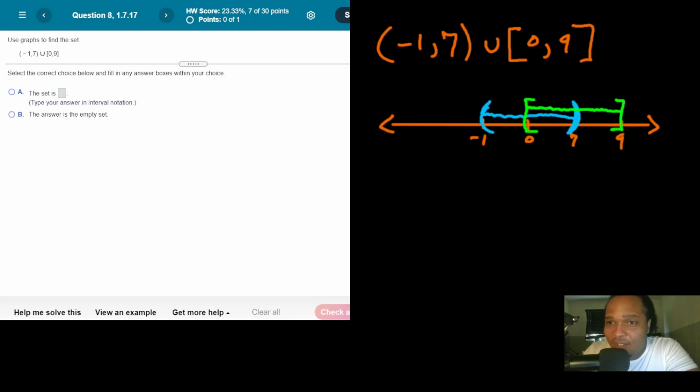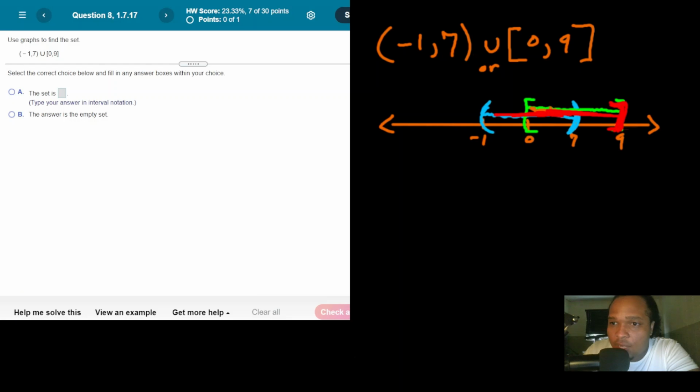Now we're almost done. The union, because now we're dealing with OR. This stands for OR and union. The union is wherever you see a shade. So last time we only focused on this guy right here, because that's where they both intersect, right, between here and here. But now, because of union, you're going to include wherever you have a shade. So that's everything from here all the way to that 9.